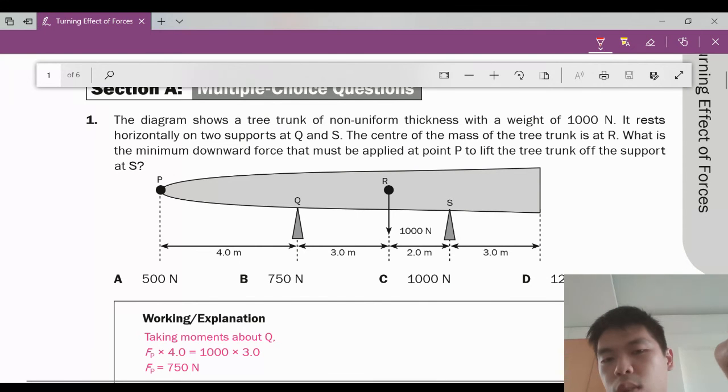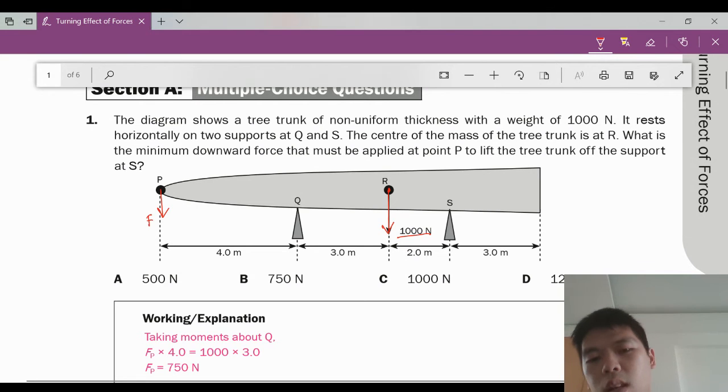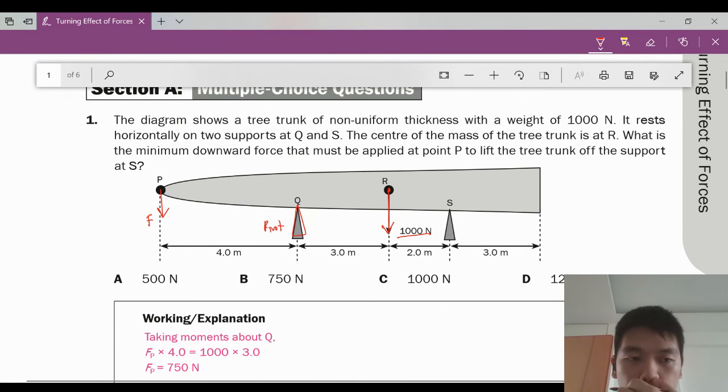This weight acts through the center of gravity. So as you can see, R is the center of gravity here. And that is where the mass will act down, which is 1000 newtons here. Okay, it rests on two supports Q and S. The center of mass is at R, the minimum downward force that must be applied at point P. So they want to apply a force at point P here, that is downwards, such that they can rotate about Q. So Q is your pivot, and such that it will not touch S at all after that.